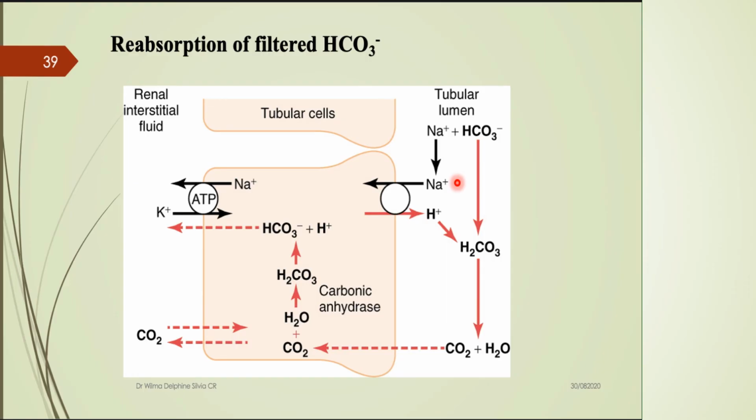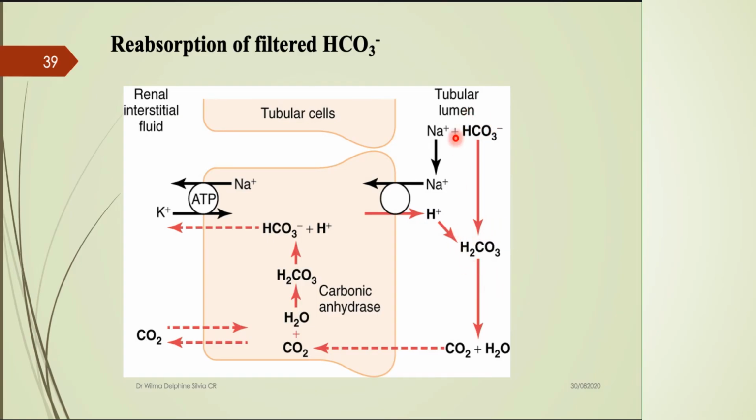The reabsorption of the filtered bicarbonate is the second mechanism by which the renal system regulates the pH of the body fluids. Reabsorption of filtered bicarbonate is mainly to conserve base and is associated with secretion of hydrogen ions. About 80 to 90% of the filtered bicarbonate is reabsorbed in the ascending limb of loop of Henle, and the rest is reabsorbed in the distal tubule and the collecting duct, so that urine is normally bicarbonate free.